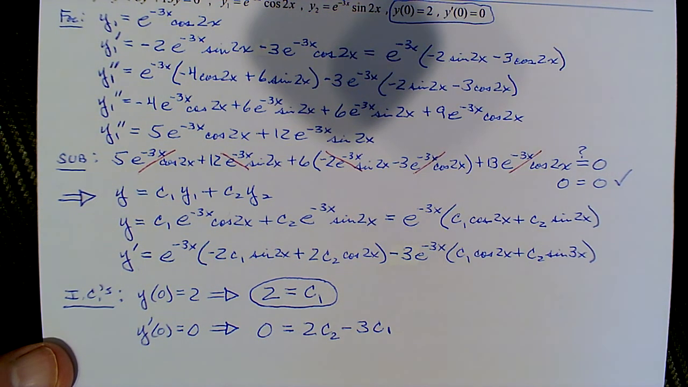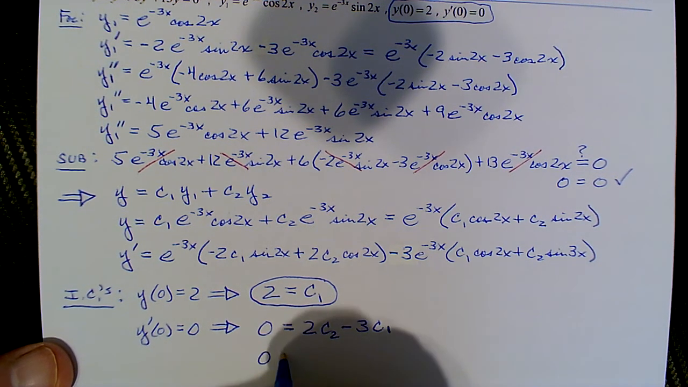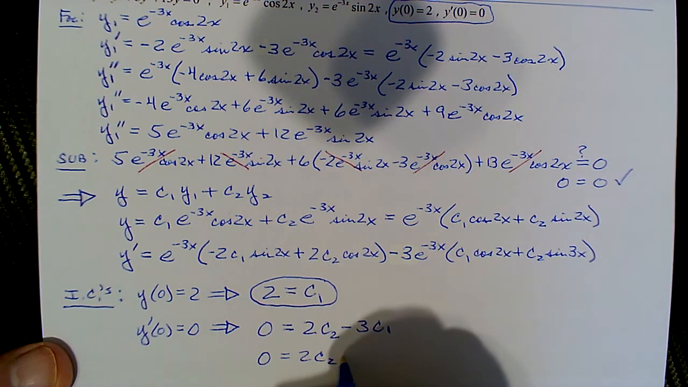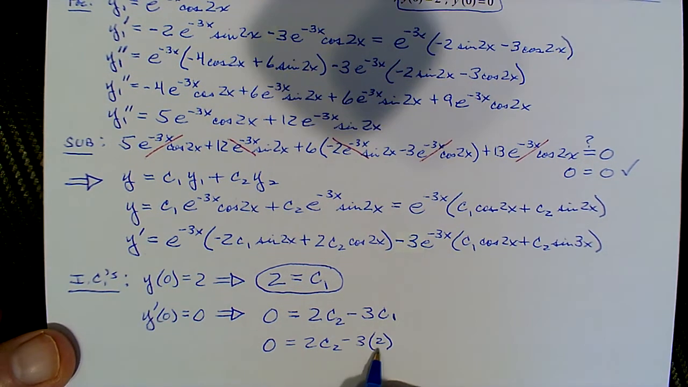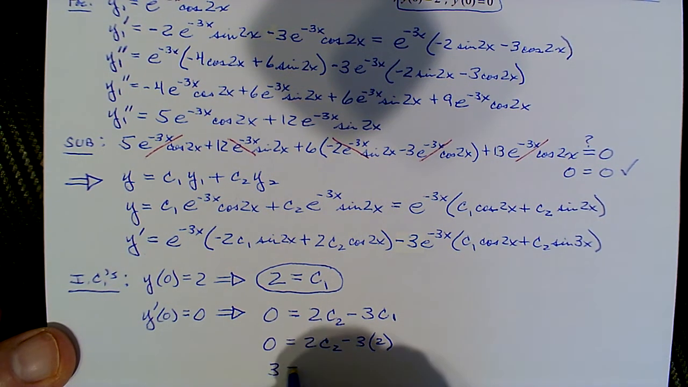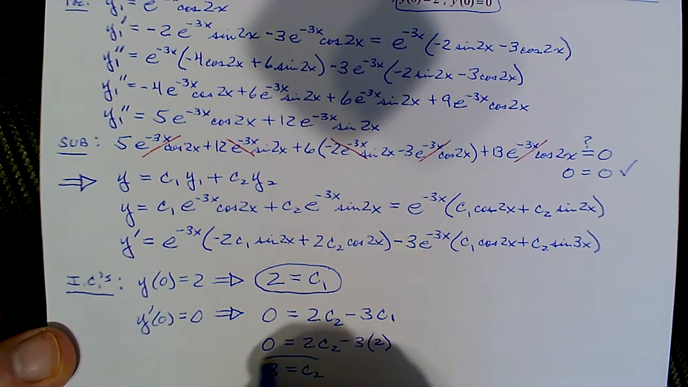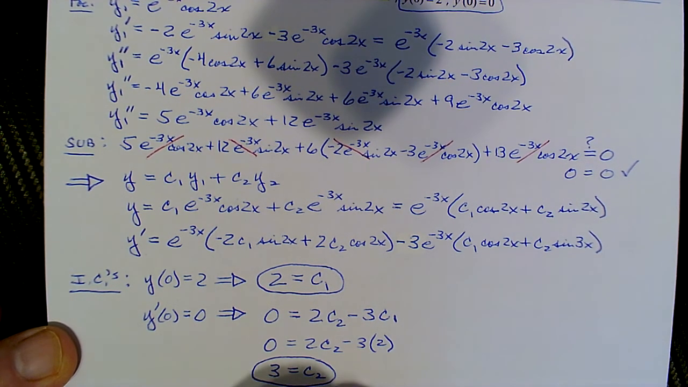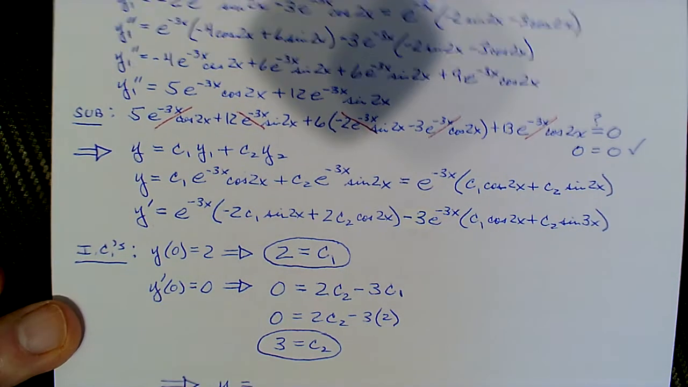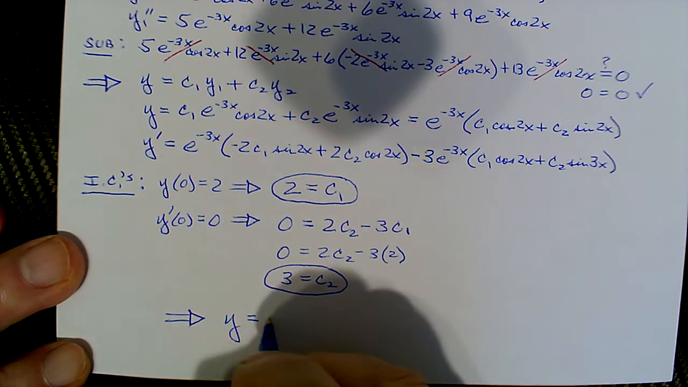And so there's an equation with two unknowns, but fortunately we know c1. So 0 equals 2c2 minus 3 times c1, which is 2. So that's negative 6. Bringing it to the left is positive 6. And dividing by 2 is 3. So c2 is 3.